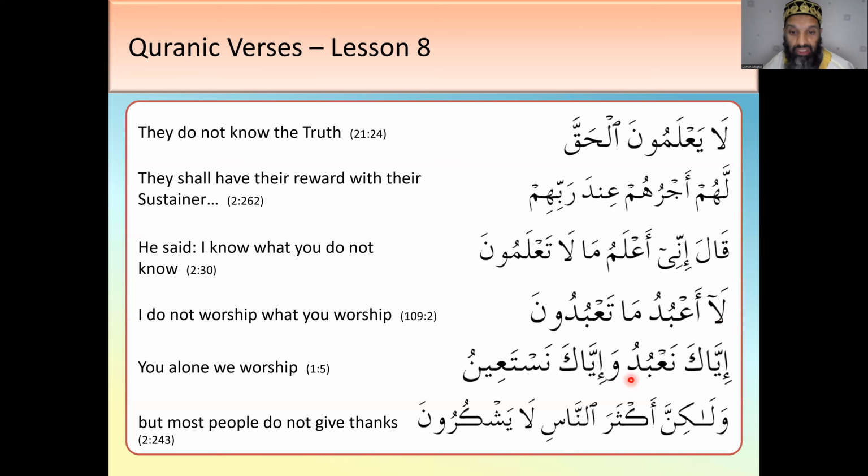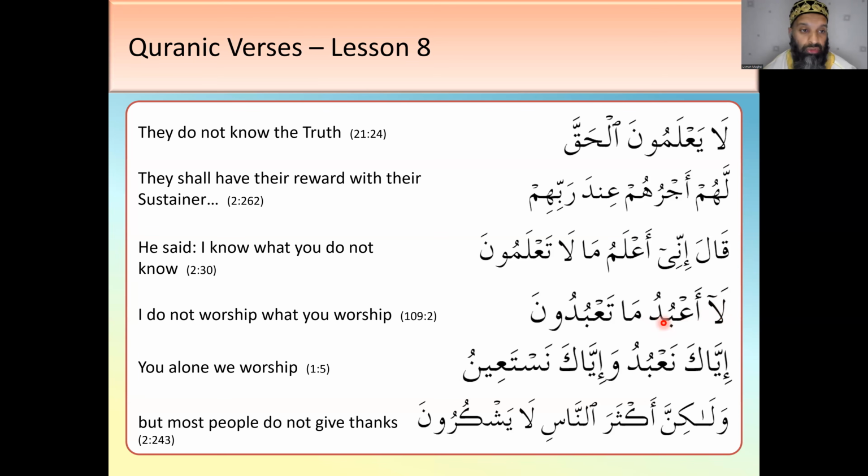La, at least. La yashkurun. La a'budu. At least you have to make it two counts. Ma la ta'lamun. Two counts. If you make it ma la, it changes the meaning. La ya'lamun al-haqqa. Ma la ta'lamun. Right? So, la a'budu. Over here, it's got a mad. You can make it even longer.